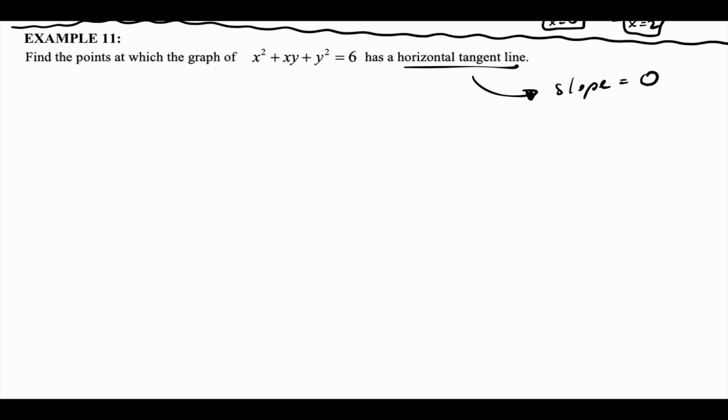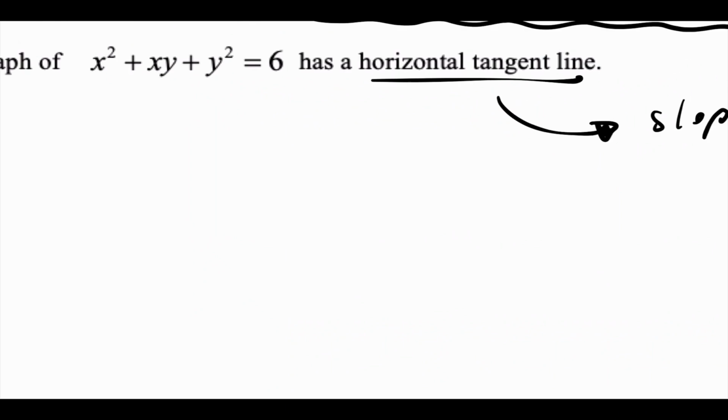So to find anything with a tangent line, we have to find the derivative first. So that's the first thing we're going to do, derivative. Okay? So we're going to find the derivative for x squared plus xy plus y squared equals 6.